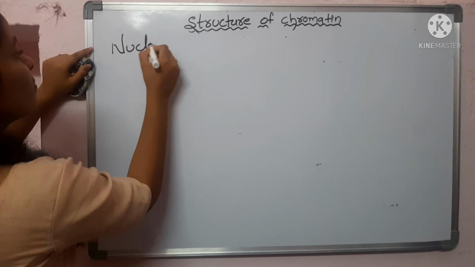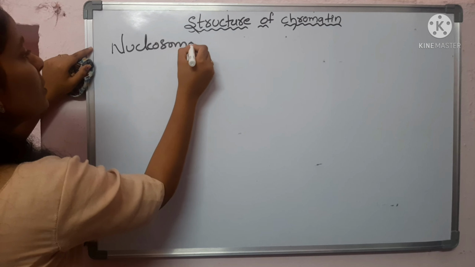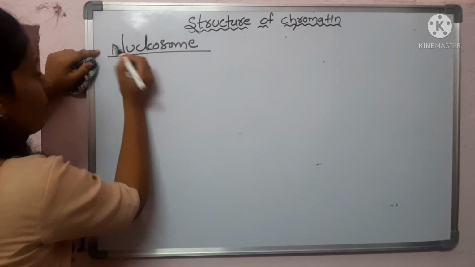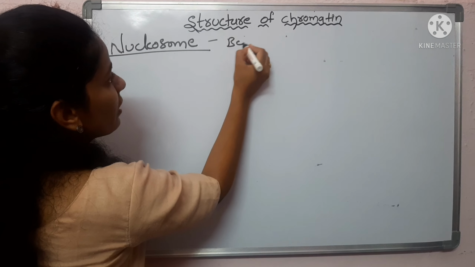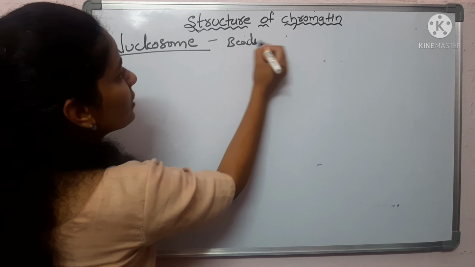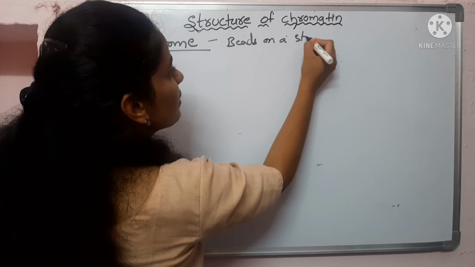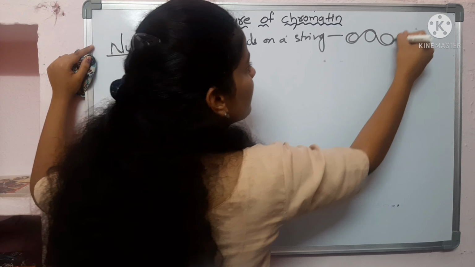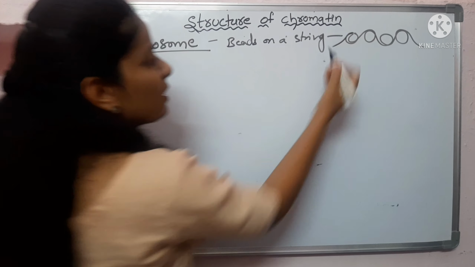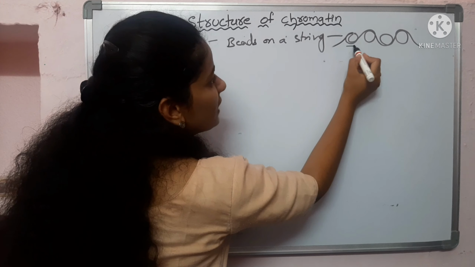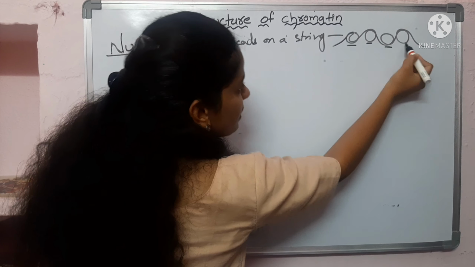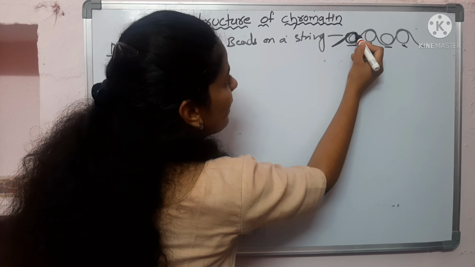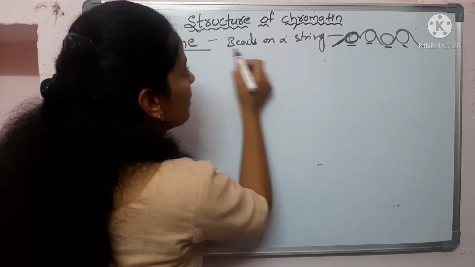Nucleosome. So as we observe under the microscope, this nucleosome appears as beads on a string. For example, we have a structure like this. So if you observe under the microscope, this appears as beads. These are considered as beads. This is a string. DNA acts as a string here. So under the microscope, we observe it as beads on a string.